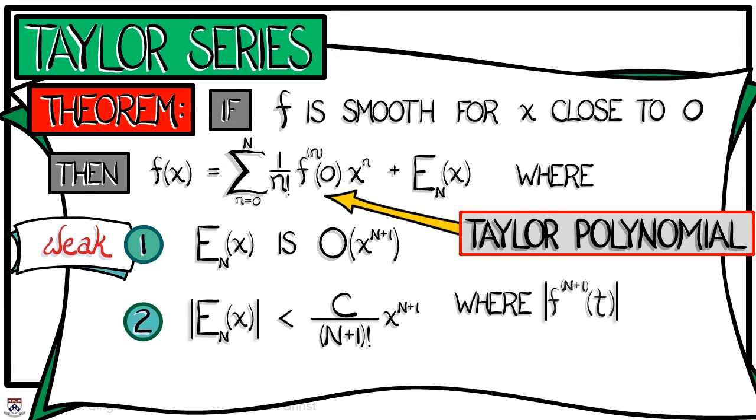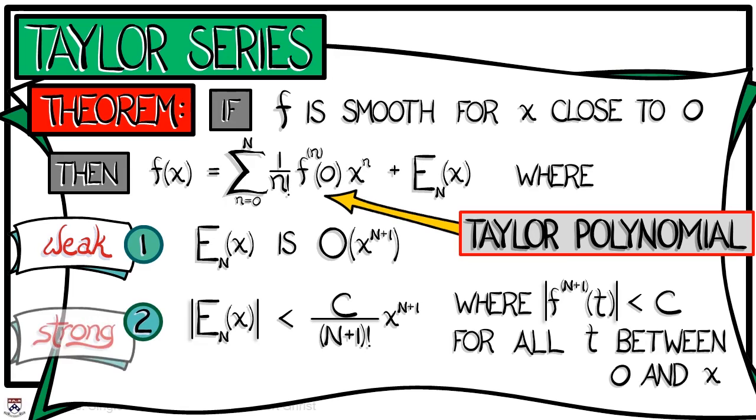Well, there is a strong form of this theorem that says that the error is bounded in absolute value by some constant, c, times x to the n plus 1 over n plus 1 factorial, where this constant c serves as an upper bound to the n plus first derivative of f at all values of t between 0 and x inclusive. This is a much stronger version of the error bound and tells you that it's really the n plus first term in the Taylor expansion that is giving you control over the error.